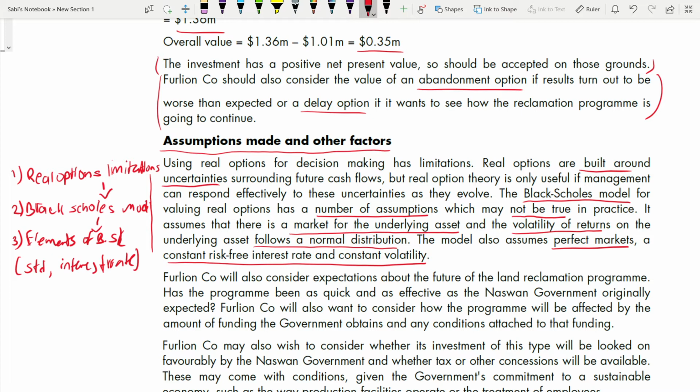Now coming to the second paragraph. So all this was about the first paragraph. When you come into the second paragraph, it is not about the assumptions. It is about other factors. You see how they are building up on different paragraphs now. So the first paragraph was only about assumptions made. We started with real options. From there we jumped to the Black-Scholes model. From there we jumped to the elements of the Black-Scholes model. Right?